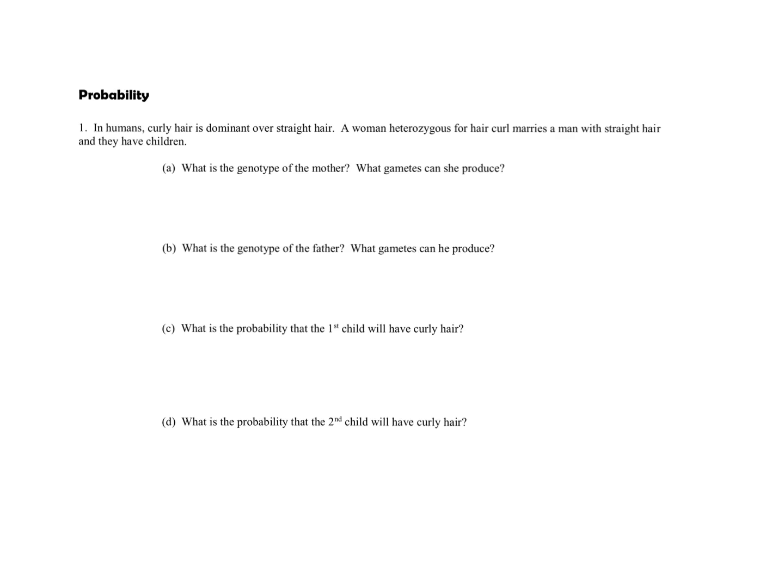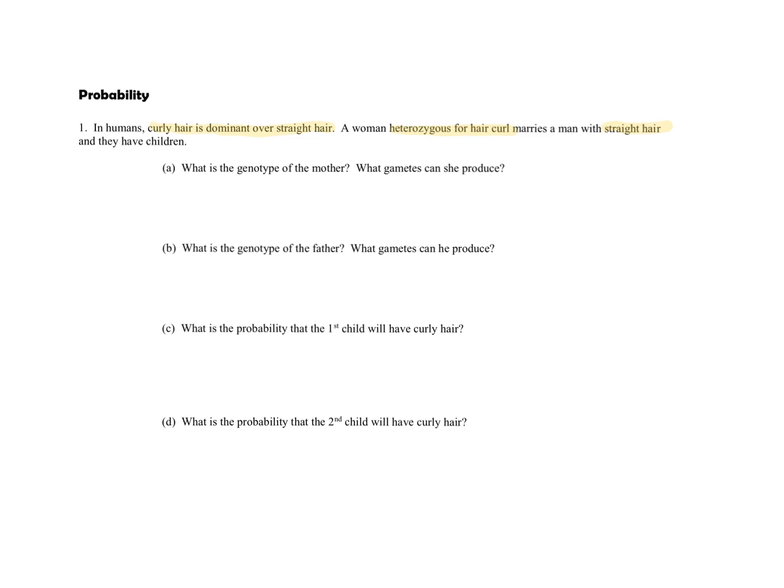So this one says, in humans, curly hair is dominant to straight hair. So that's going to be important to me. A woman is heterozygous for hair curl, and she marries a man with straight hair. They have children. So even from this first part of the information, I know a couple things. I know curly is dominant to straight, so we're doing basic Mendelian genetics here, and that the woman is heterozygous for hair curl, and the man has straight hair.